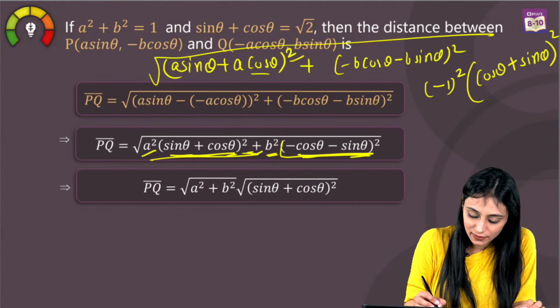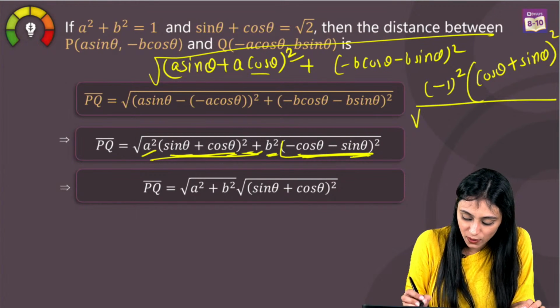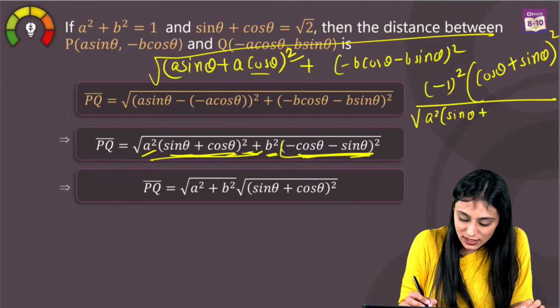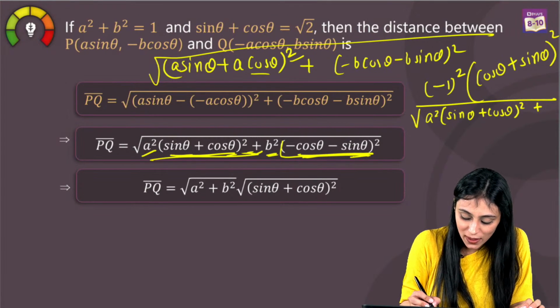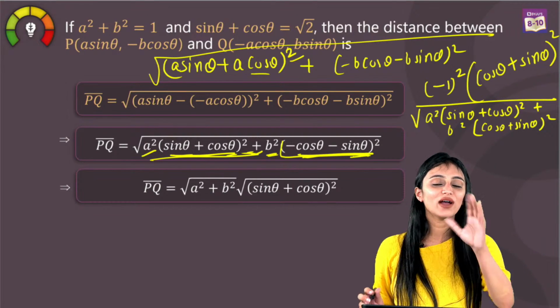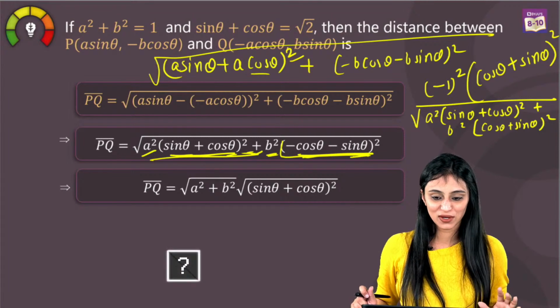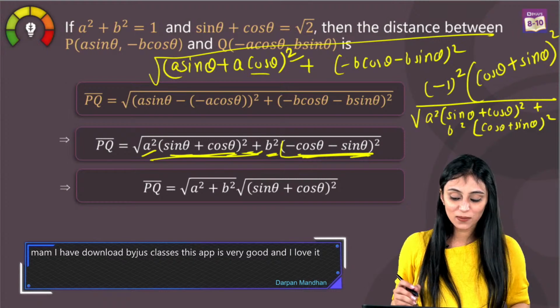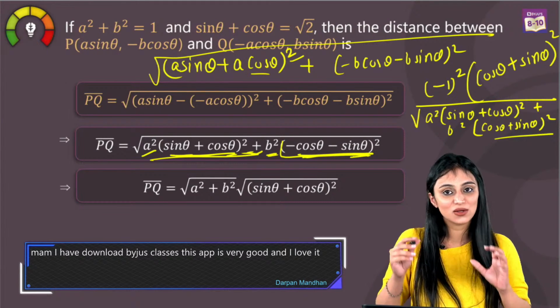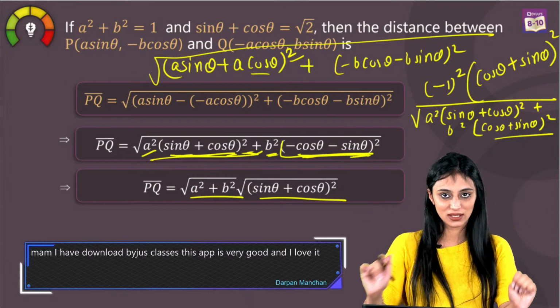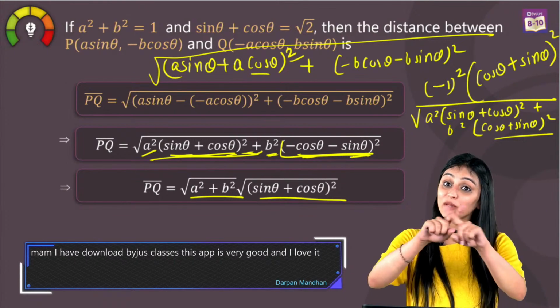So I'll write it down. In the square root we have a square into sine theta plus cos theta whole square plus b square into cos theta plus sine theta whole square. Now if I ask you to take common, it will be very simple for you, right? I'll take sine theta plus cos theta whole square common from here, and a square plus b square will come outside, right? And root will be on both of them.